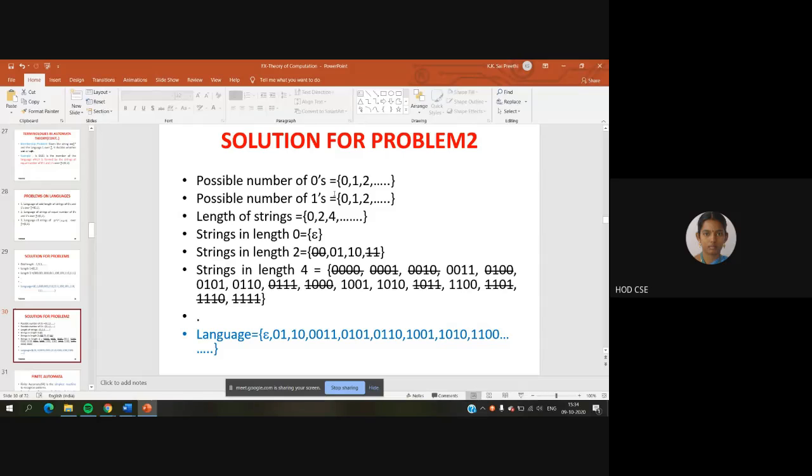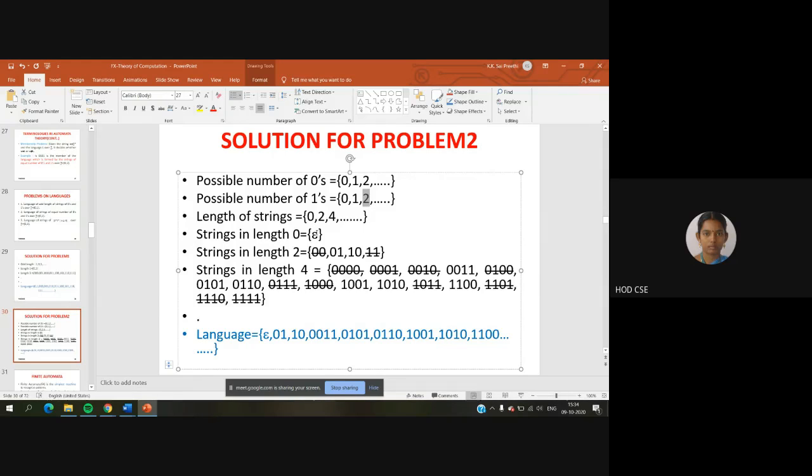The length of the string, with equal number of zeros and ones. If there is 0 amount of 0, there is a 0 amount of 1. So 0 plus 0 is equal to 0. That is the actual length of the string. Similarly, if there is one 0 in the string, there should be one 1 in the string. So 1 plus 1, the length of the string is 2. If there are 2 zeros and 2 ones, then the actual length of the string is 4. So the lengths of the strings present in the language are 0, 2, 4, 6, 8, likewise it goes. Now we have to write the strings in length 0.